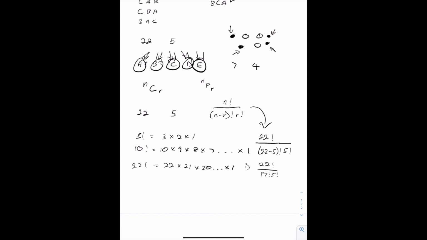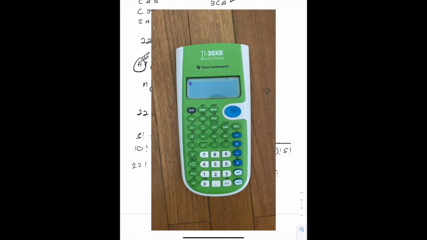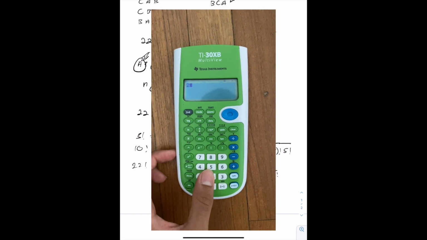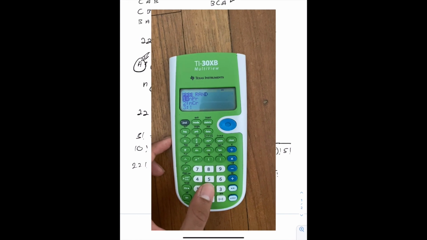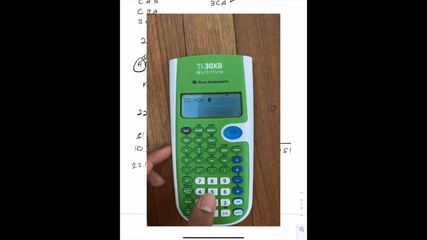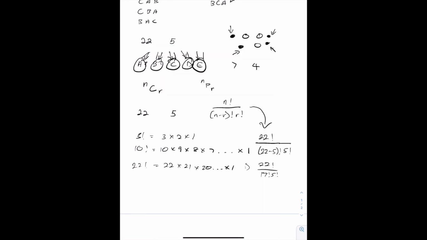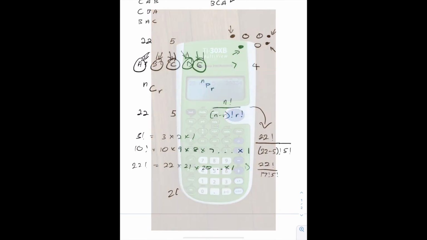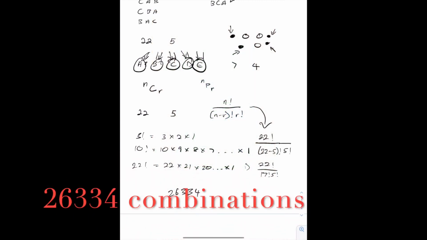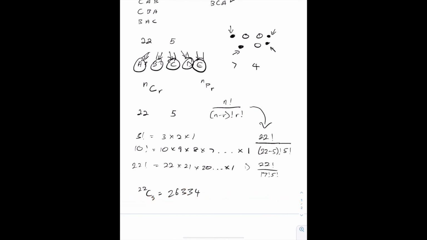There is, however, the calculator which we can use to calculate this, because otherwise it would take a very long time. So on the calculator, we do 22, and then we click the PRB button that we referenced earlier on our green calculator, and then we click the 2 instead because it's nCr, as we see on the screen that comes up. And then we click 5. And our answer is 26334. So 22C5 equals 26334, which is essentially the same thing as this.